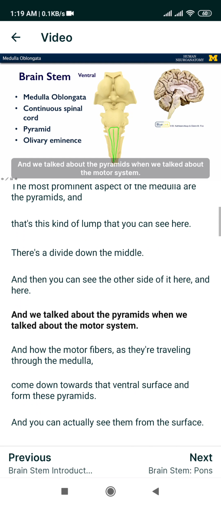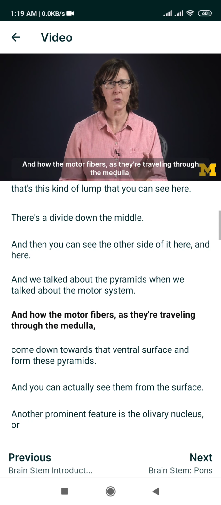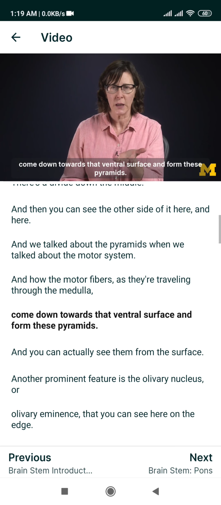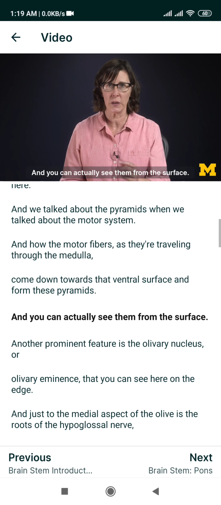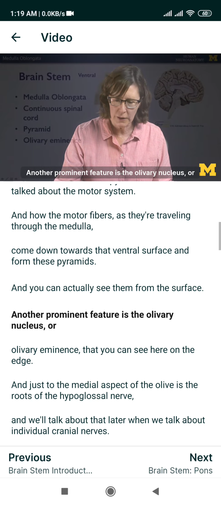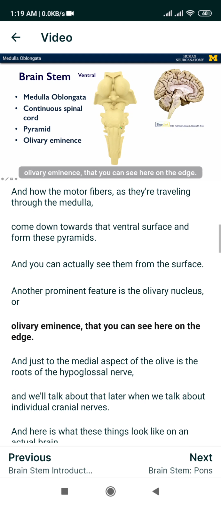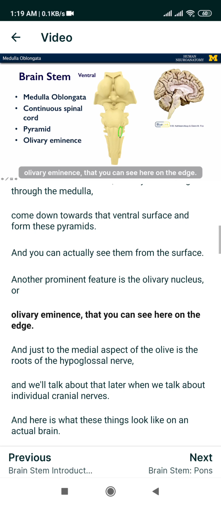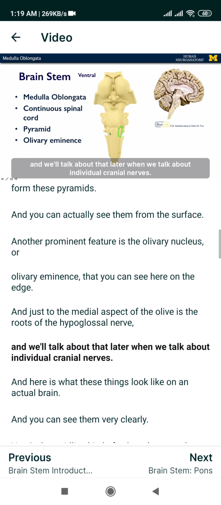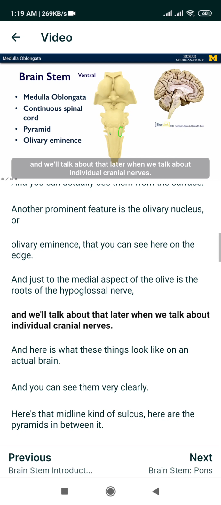And we talked about the pyramids when we talked about the motor system and how the motor fibers, as they're traveling through the medulla, come down toward that ventral surface and form these pyramids, and you can actually see them from the surface. Another prominent feature is the Olivary nucleus or Olivary eminence that you can see here on the edge. And just to the medial aspect of the olive is the roots of the hypoglossal nerve. And we'll talk about that later when we talk about individual cranial nerves.